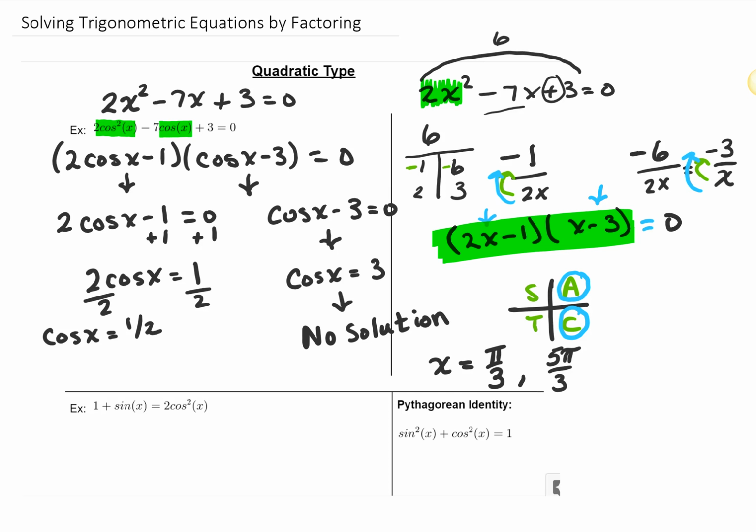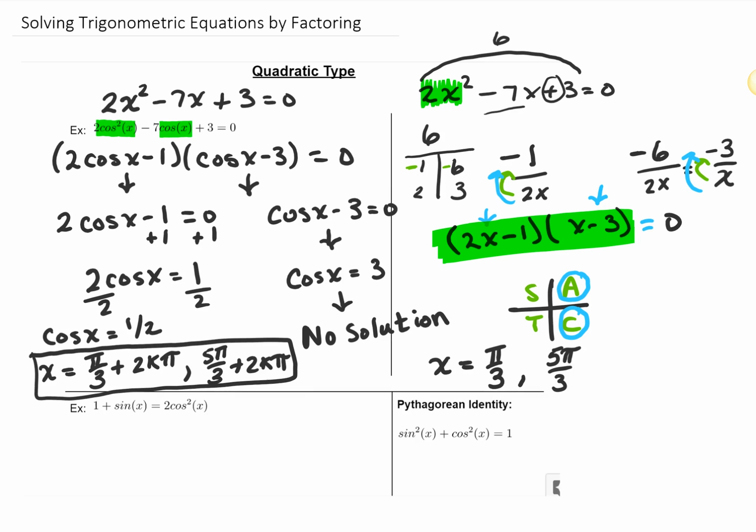And you've got two values. Now remember that cosine, you could do a revolution of 2 pi radians. So to write generalized answers here, we would say x equals pi over 3 plus 2k pi and 5 pi over 3 plus 2k pi. So again, you want to go back and reference this. Go back and take a look at your unit circle, and that will help you out so much.